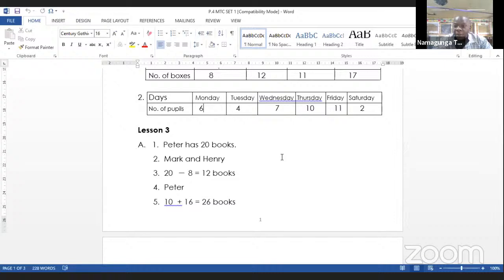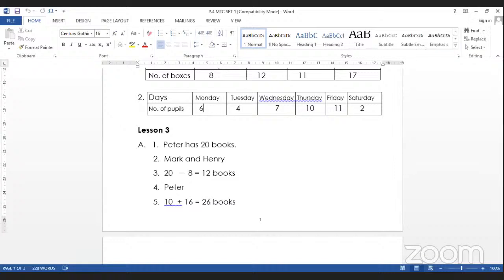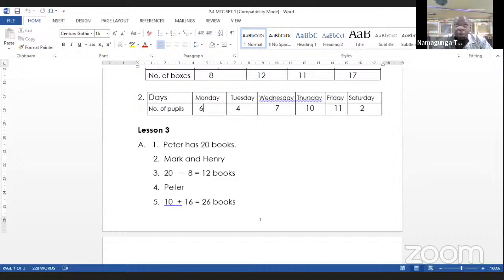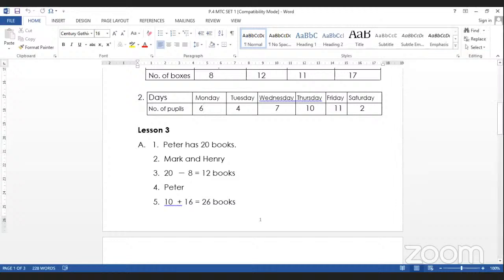Okay. Let me choose another person. Probably Nantumbo is not paying attention. Nachimera. Peter has 20 books. Thanks very much. Yeah, that is it. Peter has 20 books. We move to the next question.